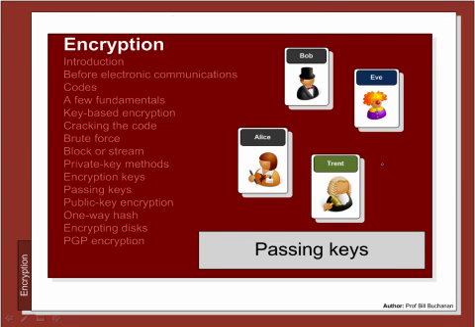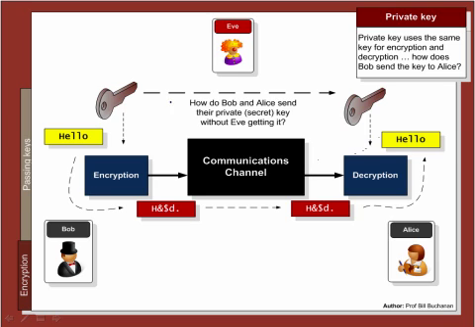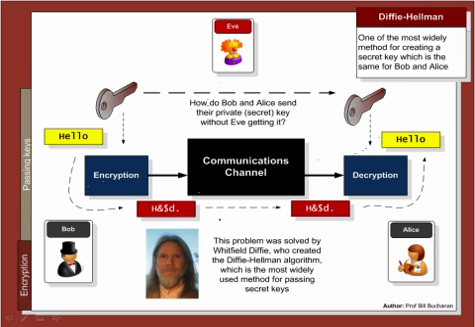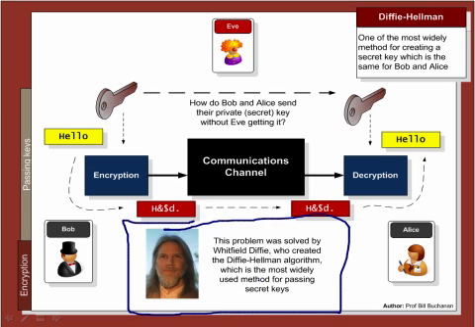Okay, so one problem that we have is how Bob and Alice send their secret key without Eve finding out. Okay, so the dilemma is, how do they send their keys without Eve listening? This problem was solved by Whitfield Diffie, who came up with the Diffie-Hellman method, and is now one of the most widely used methods for passing secret keys. It is used almost everywhere on the internet in many applications.